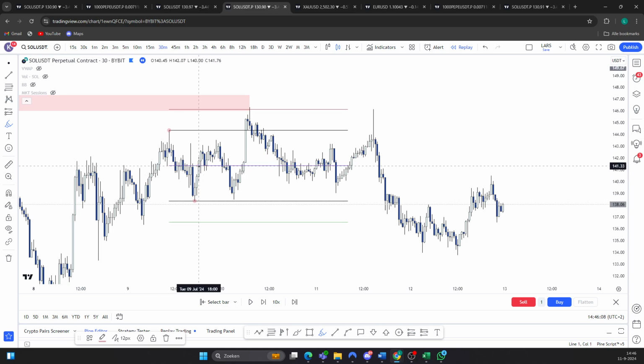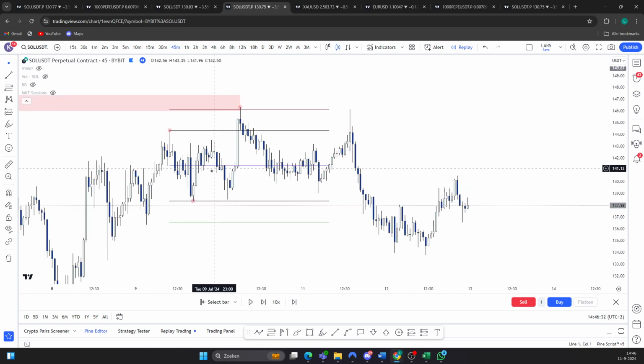A move back up towards the equilibrium of the range confirms the range. And then we see that first deviation mitigating that supply zone, right? And also wicking our DL2, indicating that this is a valid deviation. And now we want to check what is the highest time frame that our TCT schematic is valid on.